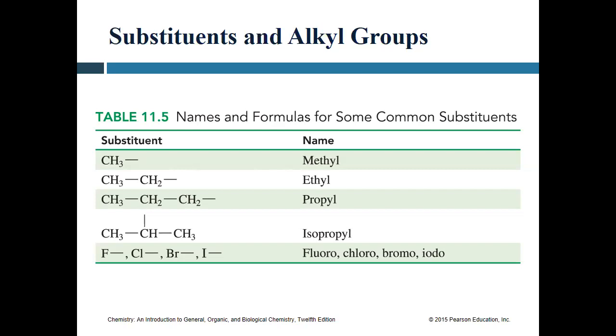The other kinds of common substituents, the halogens, all that we do with halogen substituents is we change that ending to O. So instead of fluorine, it's now fluoro. Bromine is now bromo. Iodine is now iodo. Chlorine is now chloro.